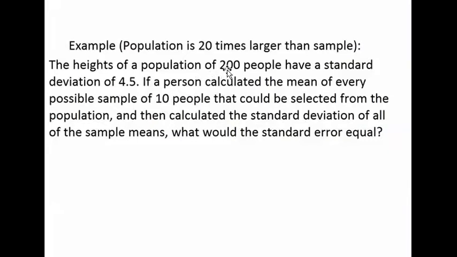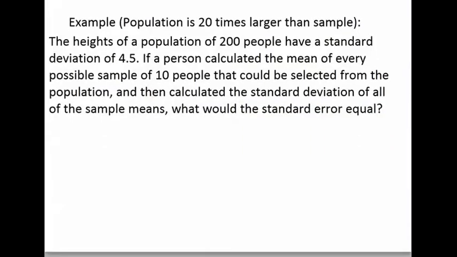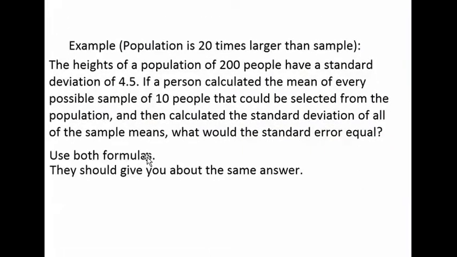The population has 200 people, and we're dealing with a sample size of 10. So what we're going to do is use both formulas, the formula that includes the FPC and the formula that doesn't include the FPC. We're going to see how they both give us about the same answer.